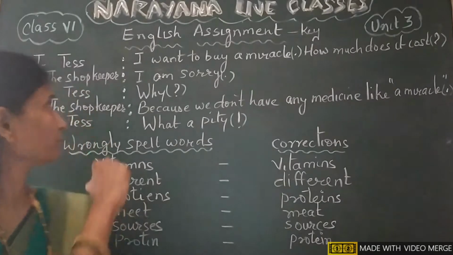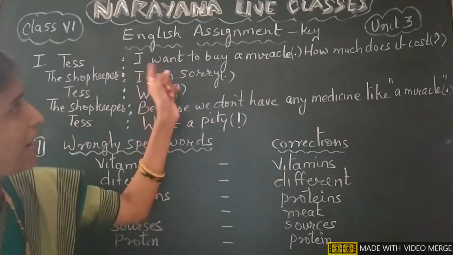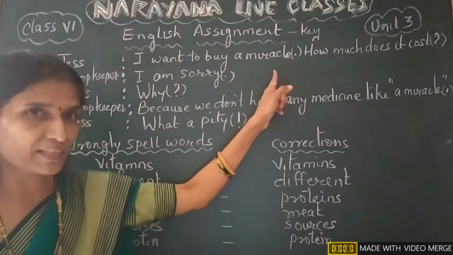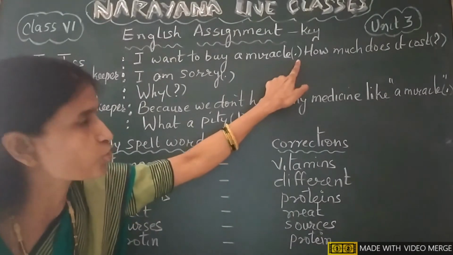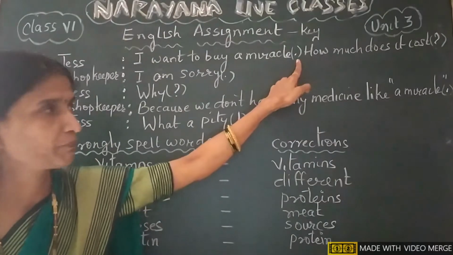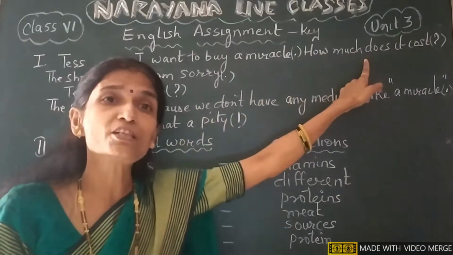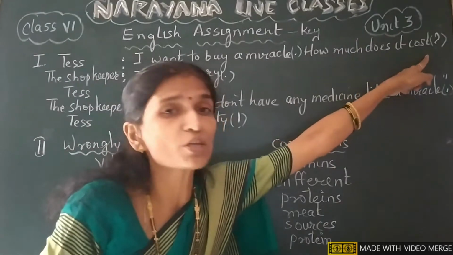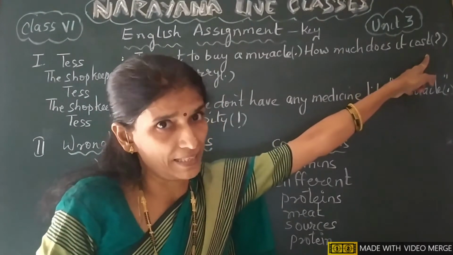So let's begin. Tess: I want to buy a miracle. This is an assertive sentence, so we put a full stop as the sentence ending. How much does it cost? It's a question, so we put a question mark at the end of the sentence.